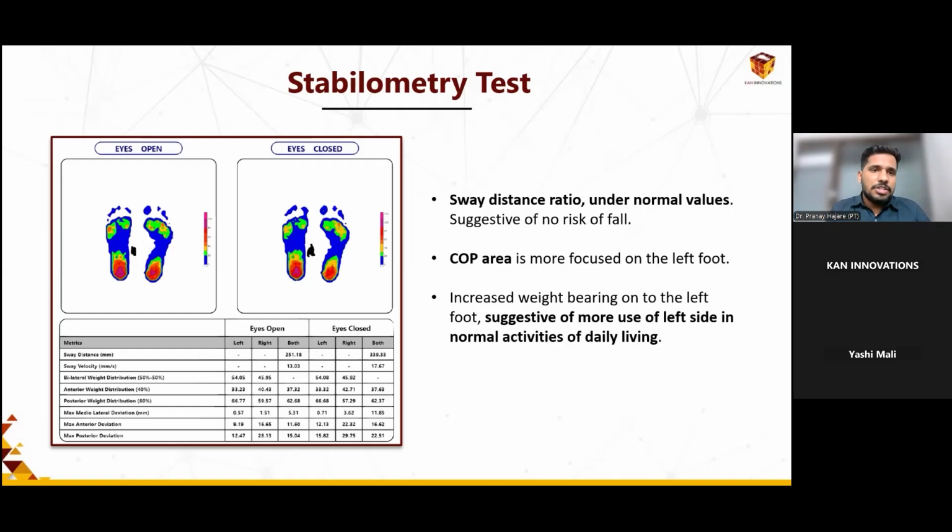However, the center of pressure area is more focused on the left foot. We can get to know that in this image itself. The center of pressure is more concentrated on the left foot, suggesting there can be habitual loading or asymmetry rather than a sensory defect. That can also be a cause. So we are not just measuring the balance, we are assessing the sensory control and the postural strategy of the person whenever he is performing the stability test.